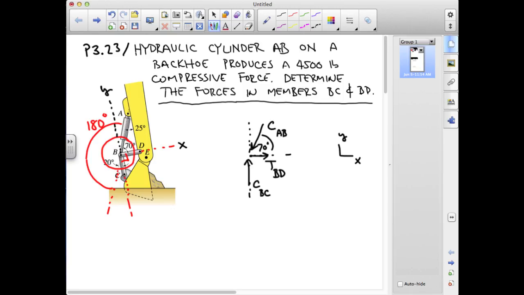So because I've taken some time to think about what my appropriate coordinate system is and what the signs of the loads are in these different members, that's going to make the rest of the problem now very simple. So if I write sum of the forces in X equals 0, I simply have T_BD minus C_AB cosine 70 equals 0.